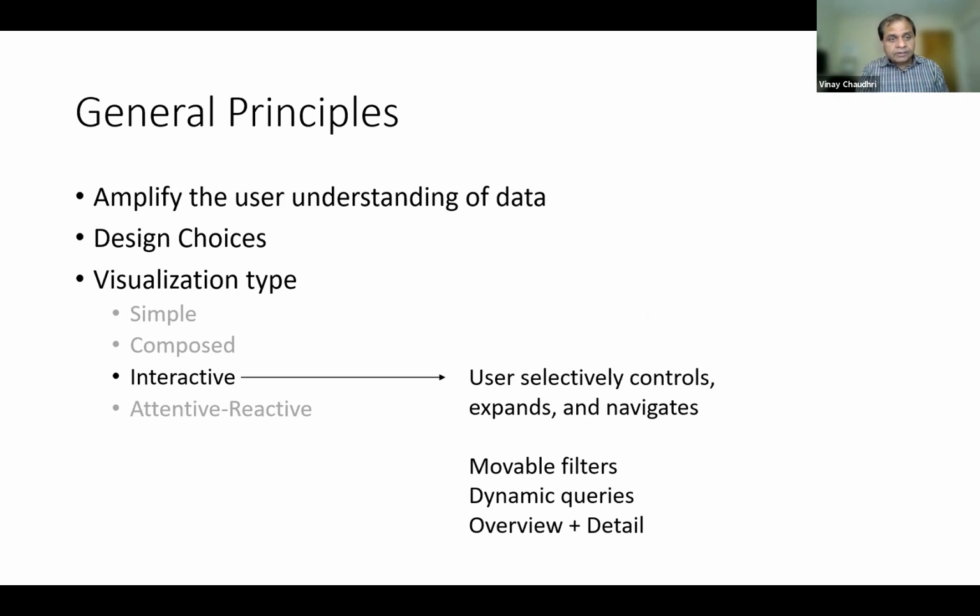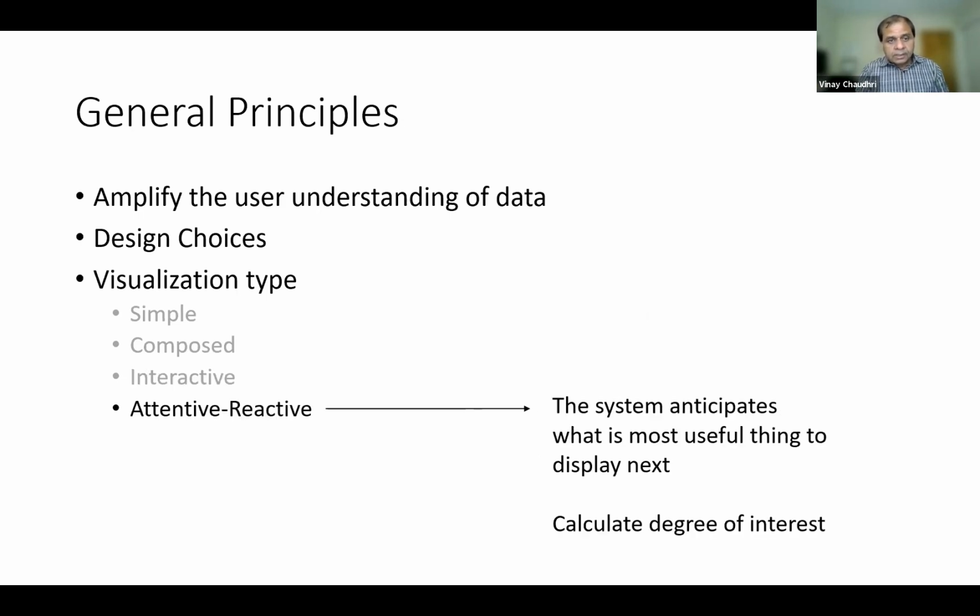Our visualizations can be interactive, and we saw examples of this in the map search example where the user can selectively expand and navigate. We can have movable filters, we can have dynamic queries, etc. And then our visualization can also be attentive reactive in the sense that as the user is interacting with our graph or with our user interface, the system is going to anticipate what is the most useful next thing to display. And one way this is implemented is to track continually the degree of interest that a user may have in exploring a particular dimension, and based on that, suggest to them or in anticipation, show them the information that might be of great interest to them.